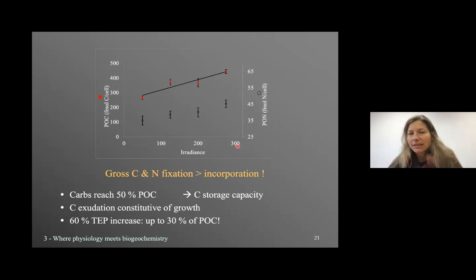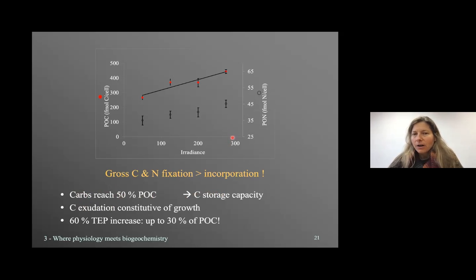And at the highest irradiances that we tested, we realized that carbohydrates were not 30, but now 50% of the total organic carbon. So this organism has a storage capacity, which is just astounding. And in parallel to this, cells spat more and more carbon into their environment. So the exudation rate increased with irradiance.